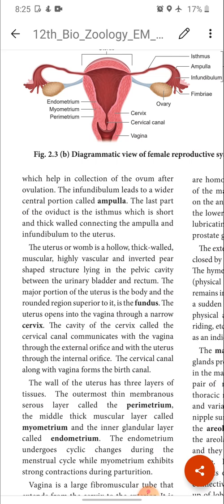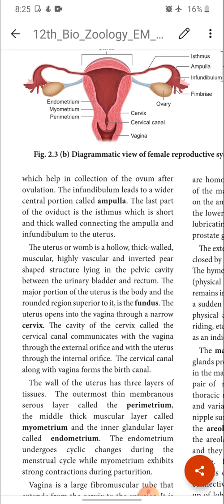You can see the figure of the fimbriae and infundibulum. The fimbriae is a finger-like structure which is attached to the ovary. And what is the function of fimbriae? It collects the ova after ovulation.